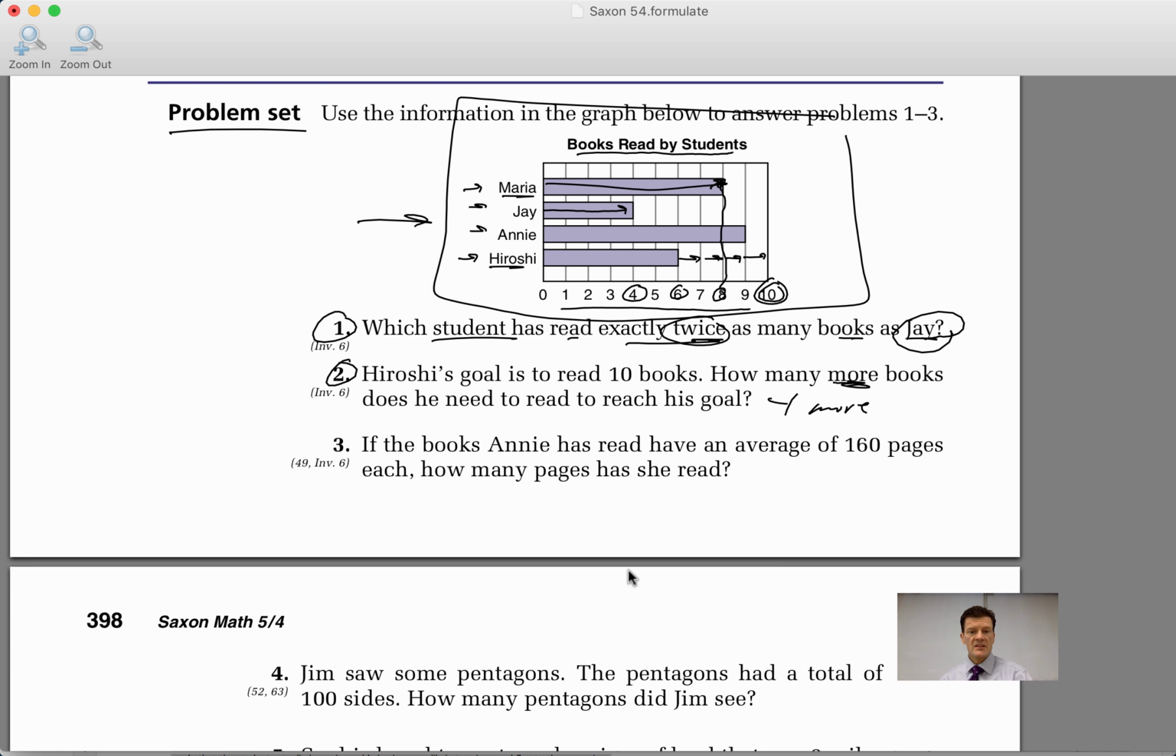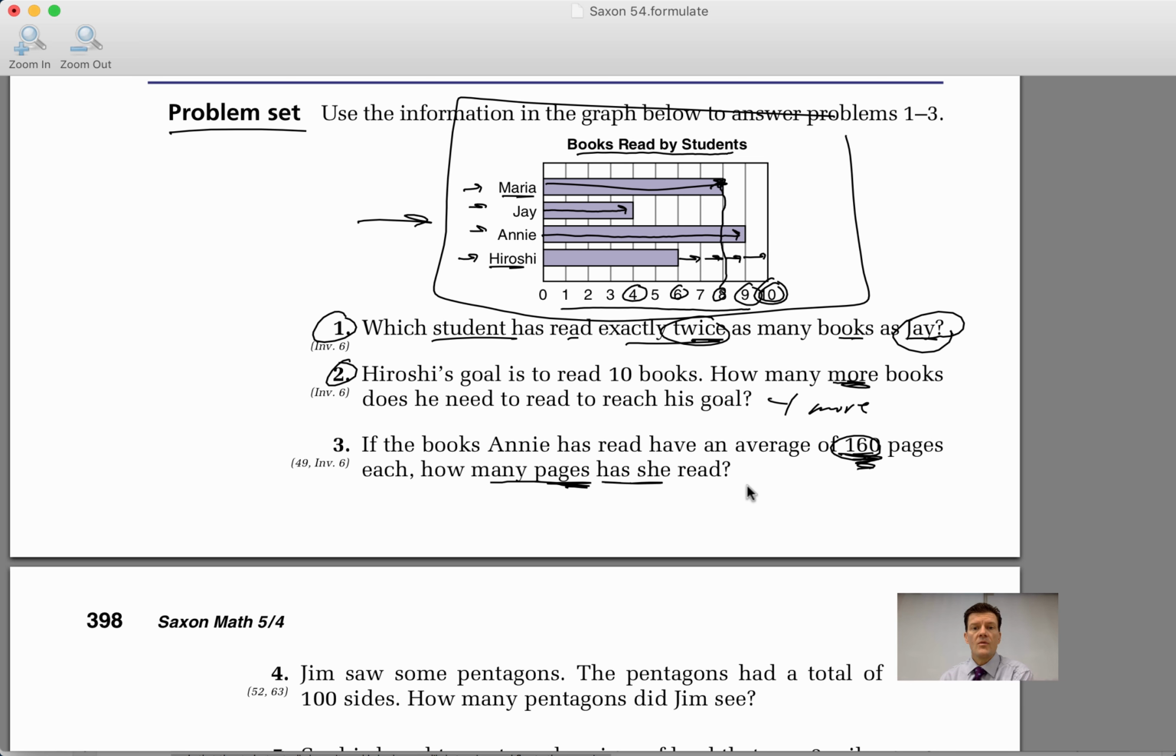If the books Annie has read have an average of 160 pages each, how many pages total, I'm assuming they're saying total, has she read? So Annie here has read, wow, a whopping 9 books. And on average, each of those books has 160 pages. It doesn't mean that every one of the 9 books has 160. It means that some have more, some have less. But if you were to average all the number of pages, it would be 160.